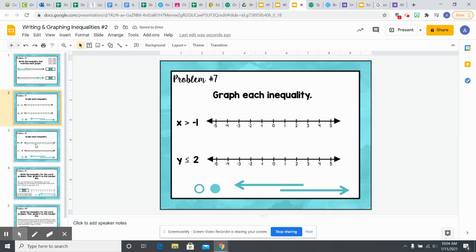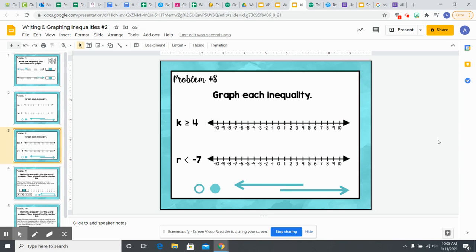All right, so let's go on to problem number 8. We're going to be graphing again. So looking at k is greater than or equal to 4. If it's or equal to, that means closed circle, and it's going to go on our positive 4. There we go. Now, if it's greater than or equal to, remember greater than means your arrow goes towards the right. There we go. So my arrow is going towards the right because it's greater than or equal to 4. I've got my closed circle.